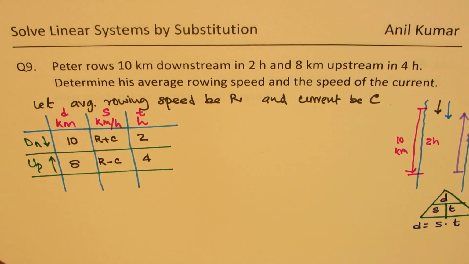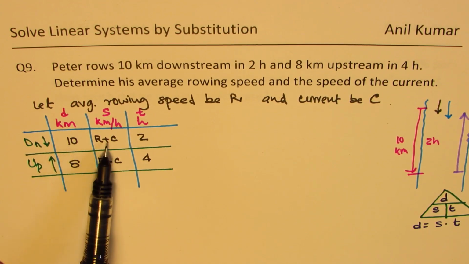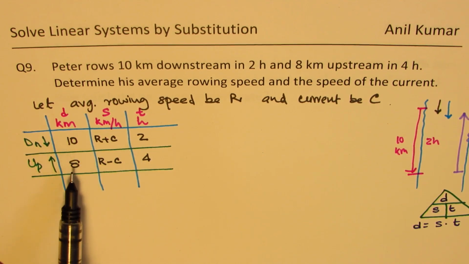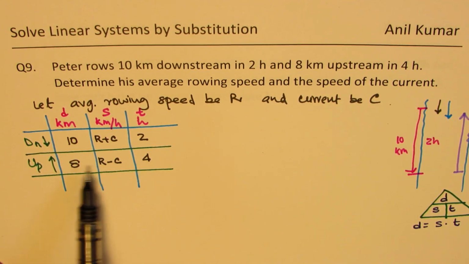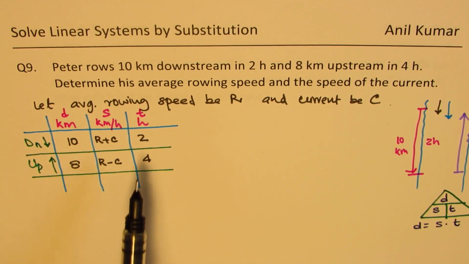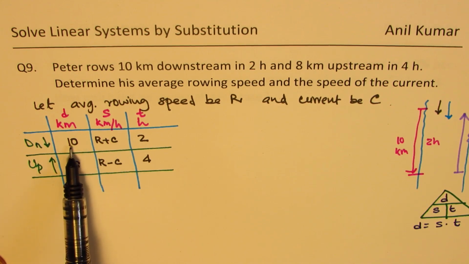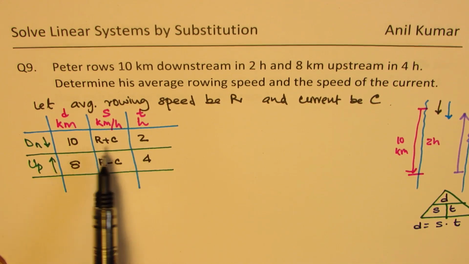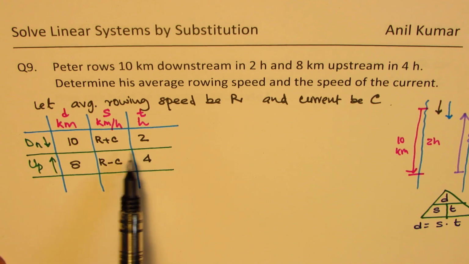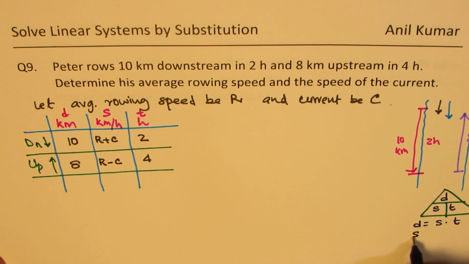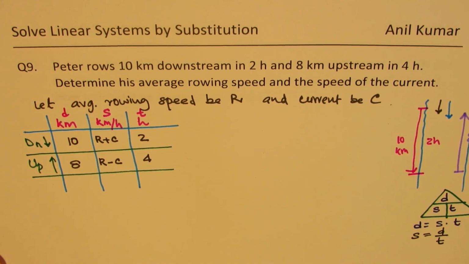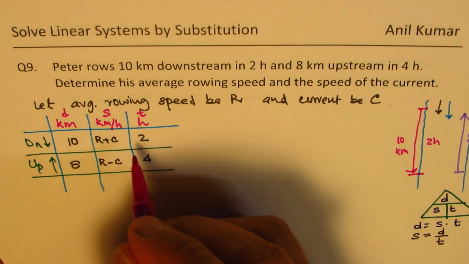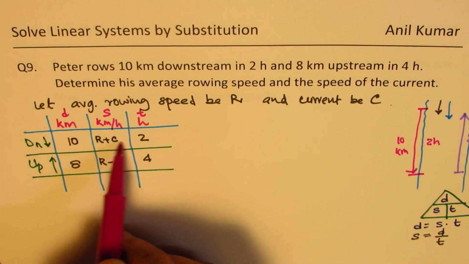Now from these values, we can easily get our equation, right? See how. Distance is speed into time, right? That helps us give the equation. Perfect. Now, here the values are such that even if I divide 10 by 2 and 8 by 4, we do not get fractions, right? So we could also use the relation speed is equal to distance over time. That will be simpler for us. Correct? So now we will see what R plus C is.